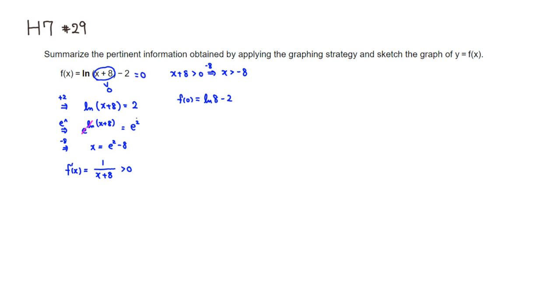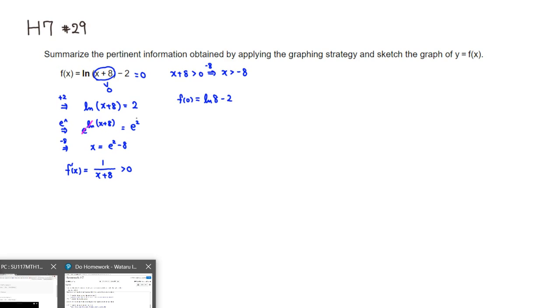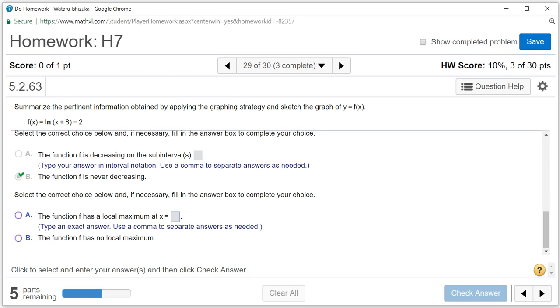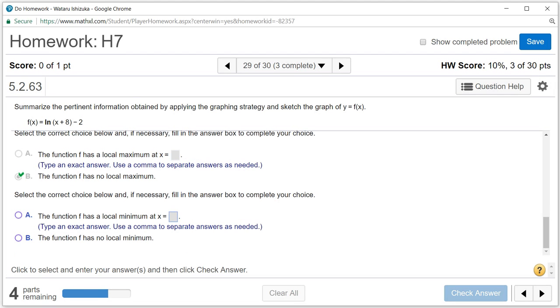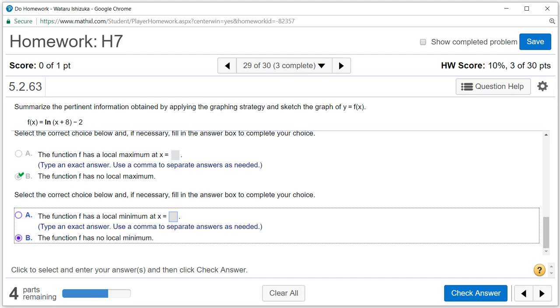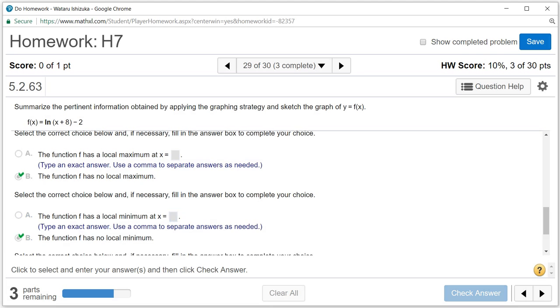Alright, function has a local maximum at, let's see. If you look at this function, this function is always increasing. So there's no local maximum or minimum. So there's no local maximum. Alright, got that. And there's no local minimum because it's always increasing. Alright, we got that.